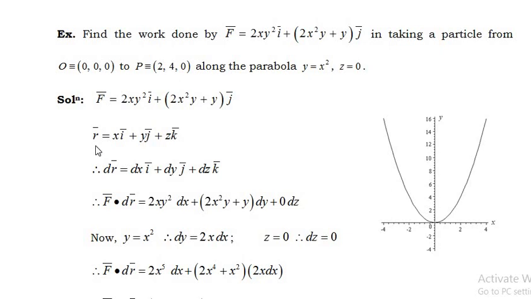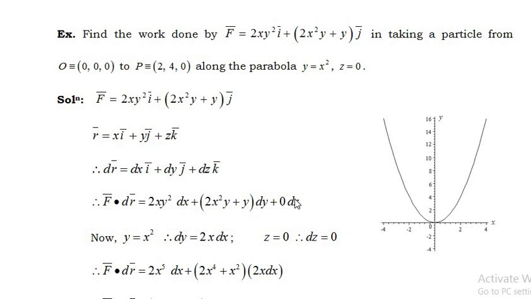The displacement vector r bar equal to xi plus yj plus zk. Therefore dr bar equal to dx i plus dy j plus dz k. Now F bar dot dr bar equal to the dot product of this vector and this vector: 2xy square dx plus 2x square y plus y times dy plus 0 times dz. Okay.